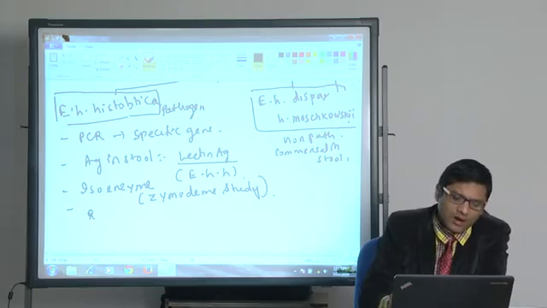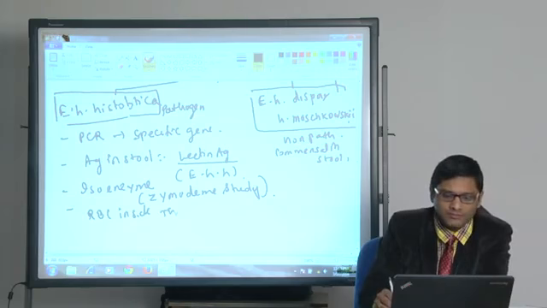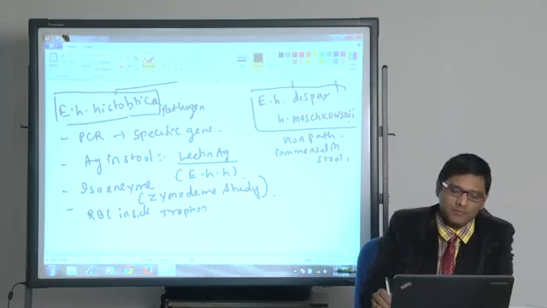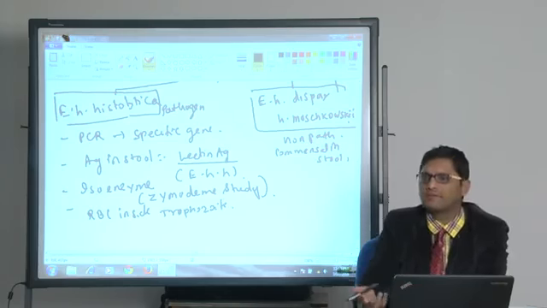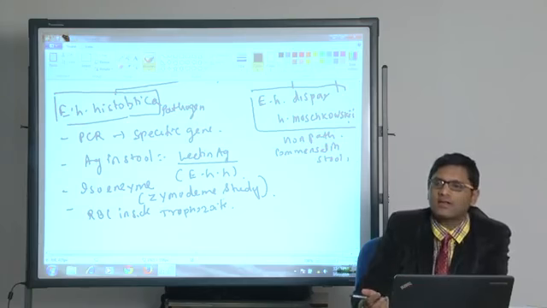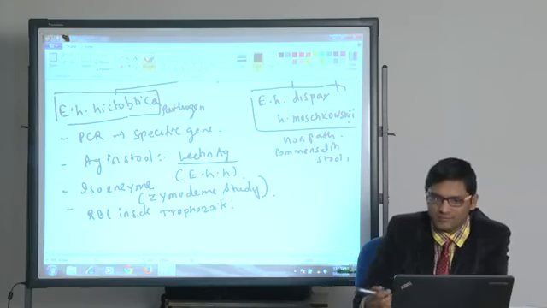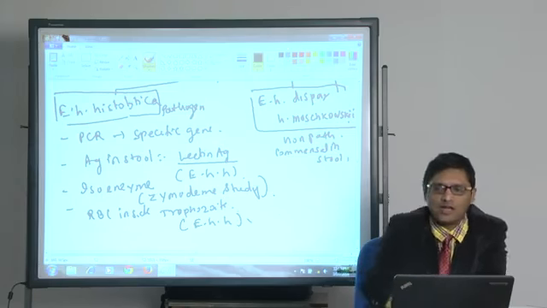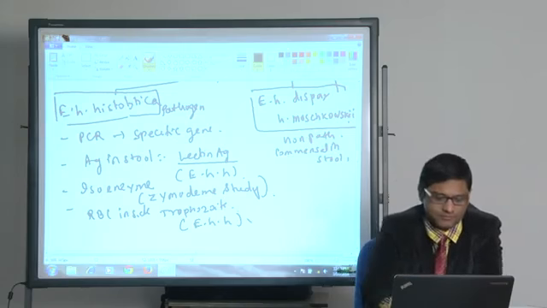What if you detect RBC inside the trophozoite? See, the morphology of the trophozoite may be the same, but RBC inside the trophozoite is a sign of invasion. So that is positive only for histolytica subspecies histolytica. Fine.